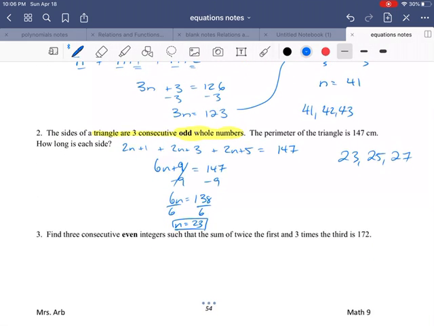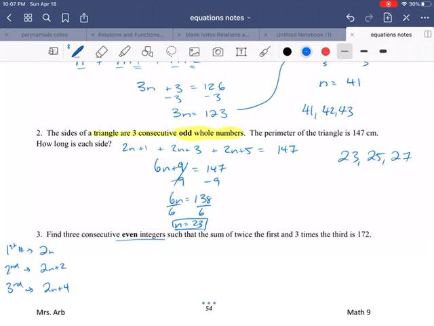Next one we have even integers. We got some more information here that we actually have to work through. 3 consecutive even integers such that the sum of twice the first and 3 times the third is 172. Okay, so we've got the first number, let's call it 2n to make it even. The second number, let's call 2n plus 2. And the third number, we're going to do 2n plus 4.